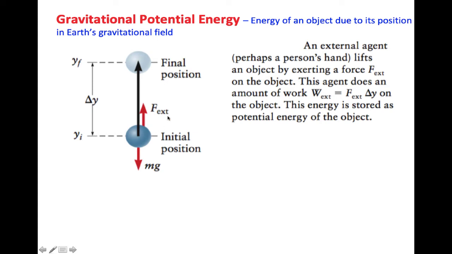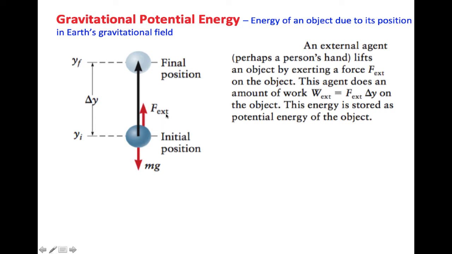we are applying an external force F external. This could be force by hand. We are raising the ball at a constant speed. The speed of the ball as it goes from the initial position to the final position does not change. So there is no change in kinetic energy of the ball, only height is changing, and thus only gravitational potential energy is changing. The free body diagram is shown here.